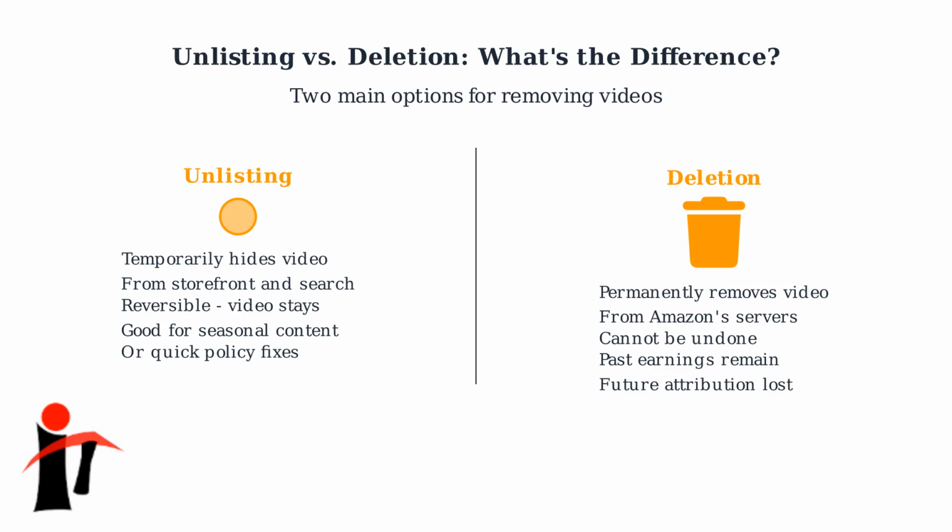Deletion, on the other hand, permanently removes the video from Amazon servers. It can't be undone. Earnings from past sales remain, but future attribution is lost.